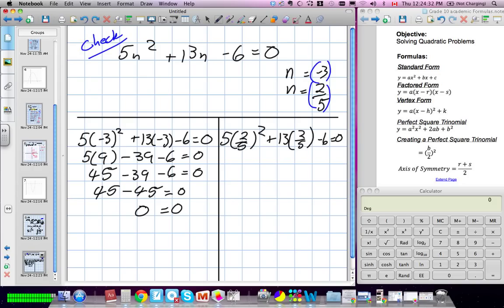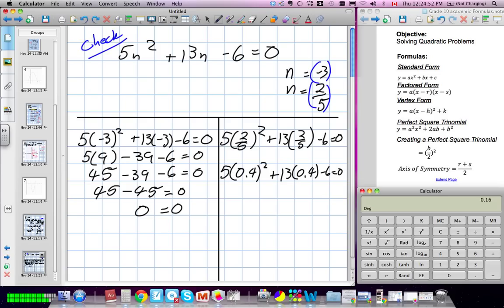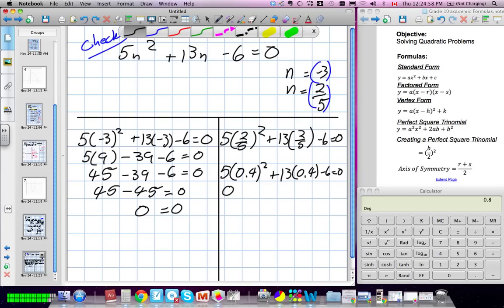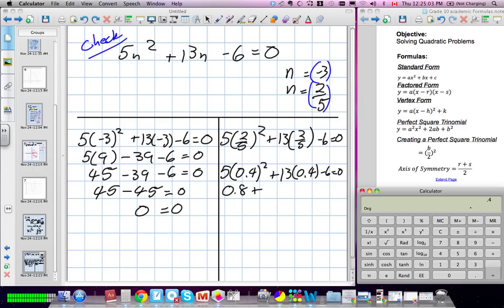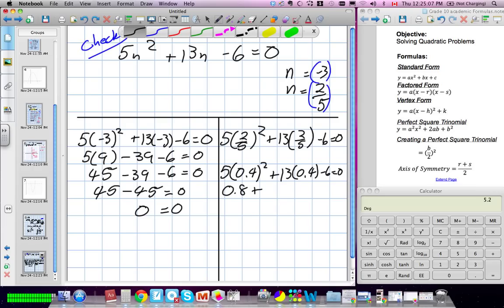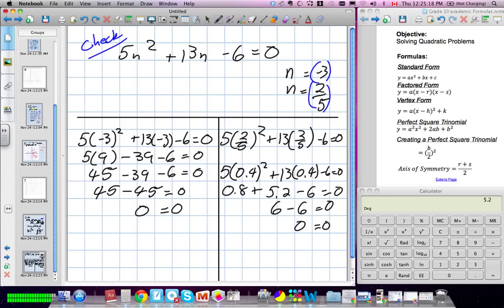Our other one, let's turn 2 over 5 into a decimal, 0.4. Okay, I know you guys are a little more used to using decimals. So 5 times 0.4 squared plus 13 times 0.4 minus 6 equals 0. 0.4 squared is 0.16 times 5. I'm going to do that all in one step. 0.8. So we have 0.8 plus 13 times 0.4, 5.2, minus 6. 0.8 plus 5.2 is 6. 6 minus 6 is 0. So the left side and the right side work.